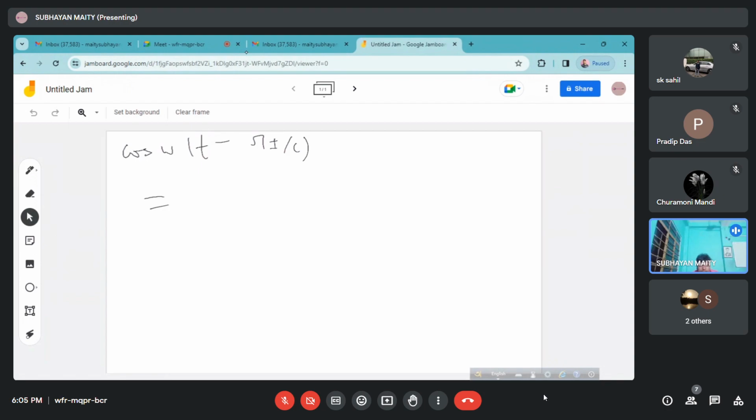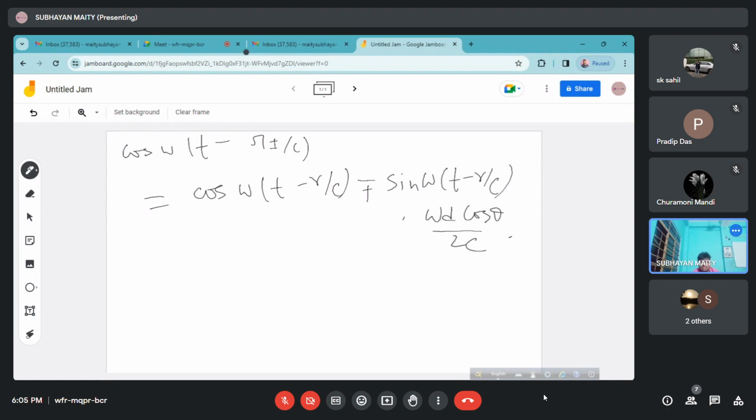So that's why this is nearly equal to cos(ωt − r/c) times 1, since the cos term should be 1, then minus or plus sin(ωt − r/c) multiplied by ωd cos θ by 2c. So this is the expression of the cos of that.